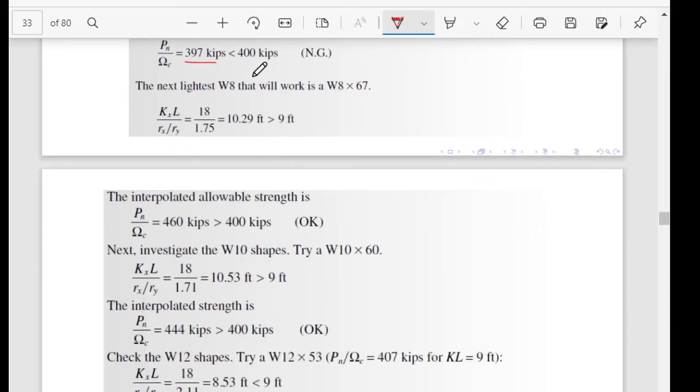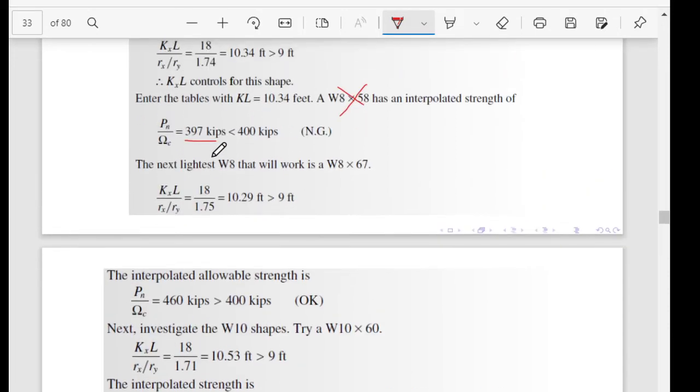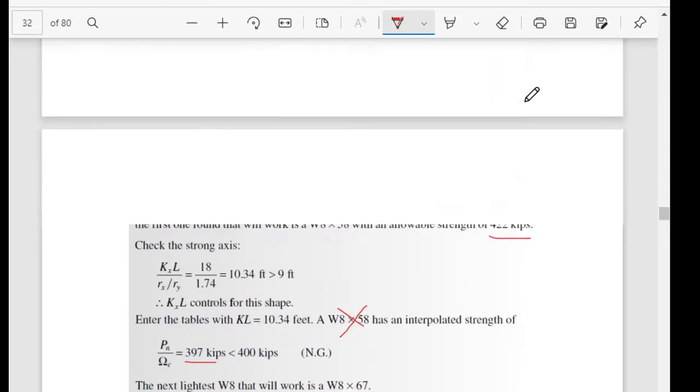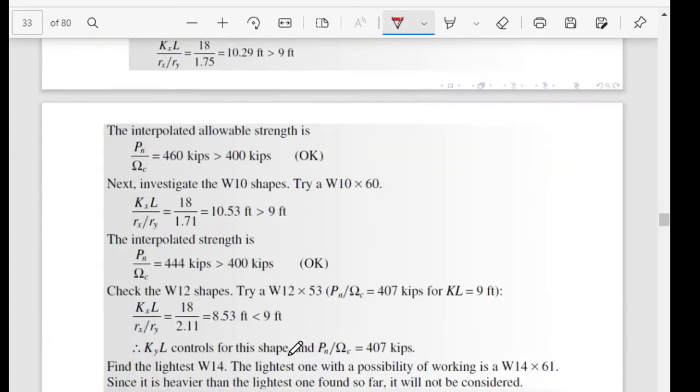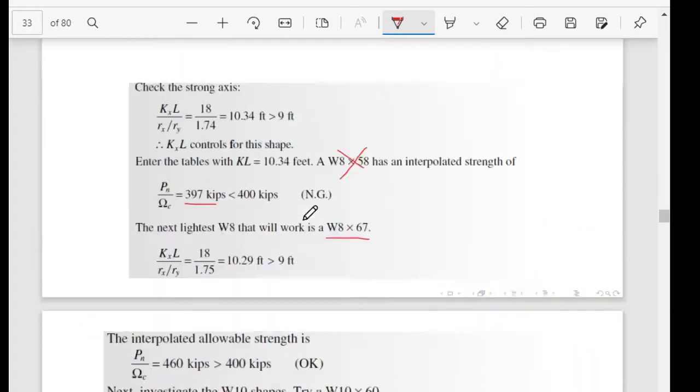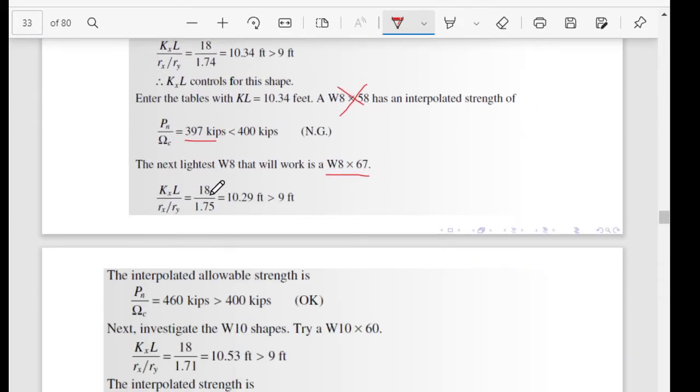Then, again, check for the strong axis. For this W8 by 67, find in the table the value of the radius of gyration for the x-axis and y-axis. Then, get the ratio. For the strong axis, your length is 18, right? This 18 is divided by the ratio. The answer for this is 10.29, still greater than 9 feet, meaning the strong axis will control.